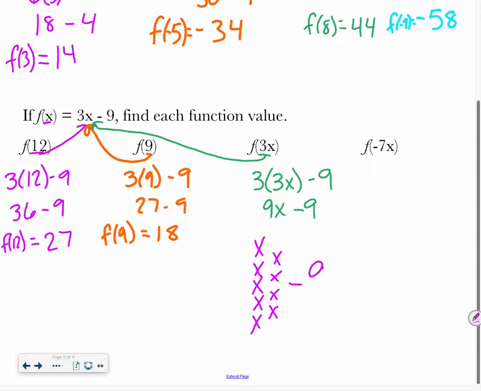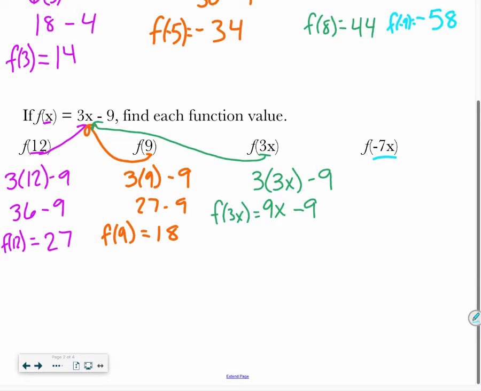and I'm saying that I want to subtract 9 ones. These are not the same thing. I have x's and I have ones. I can't combine those. The simplest way to write that is 9x, because that tells me how many x's I have, minus 9. That tells me how many ones I have. So we leave that just as it is. It's 9x minus 9. The only thing I have to do is say f of 3x equals 9x minus 9.